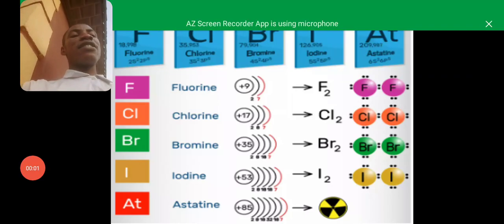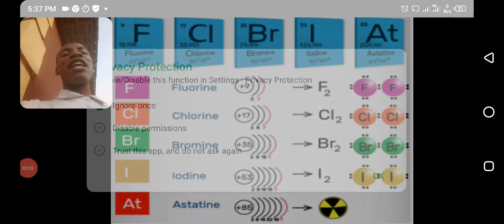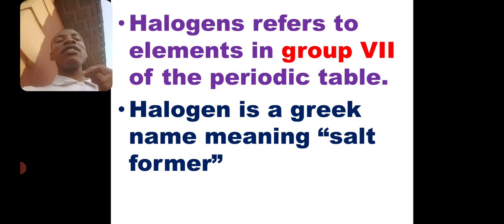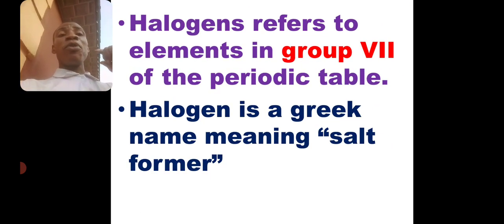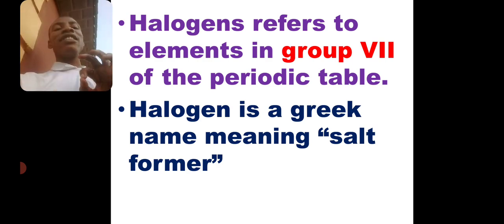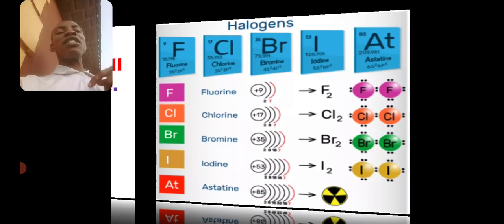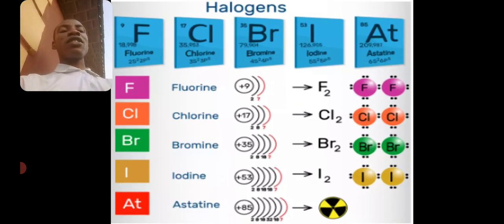All right, we're looking at halogens in this video. Halogens are group 7 elements in the periodic table, and the word halogen is formed from a Greek word meaning salt former. Halo means salt, gen means generator or former. So the whole idea of halogen means salt former because they actually form salts.